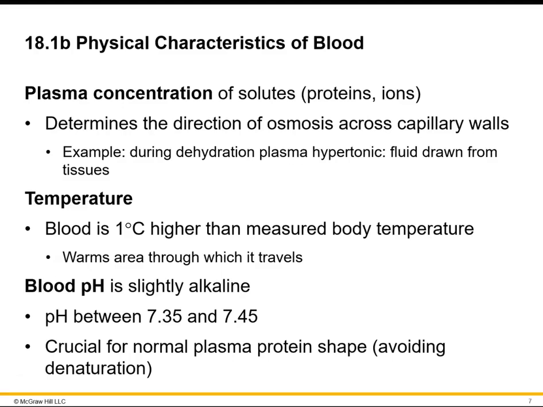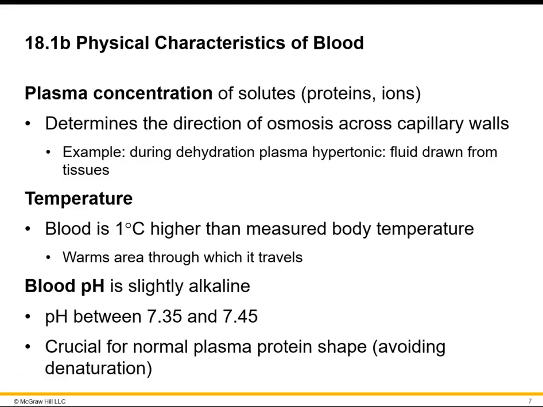Blood pH, we said, needs to be maintained in a very narrow range. Blood is slightly alkaline or slightly basic, so pH is between 7.35 and 7.45. Remember, 7 is neutral, and anything above 7 is going to be basic. Anything below 7 is going to be acidic.